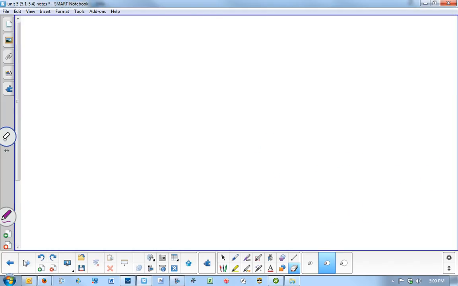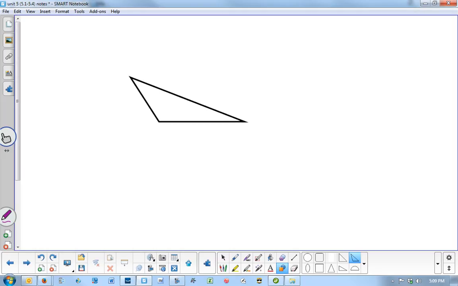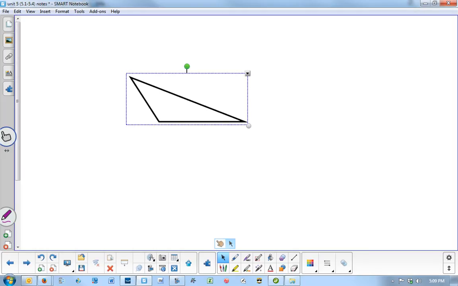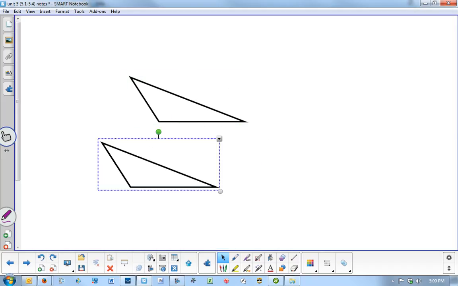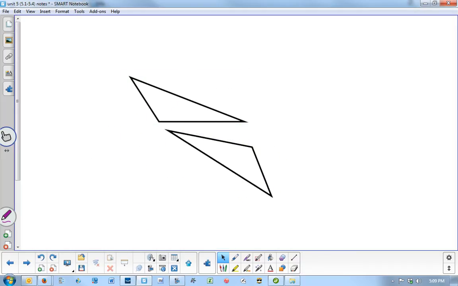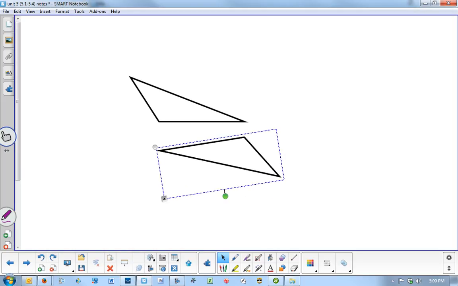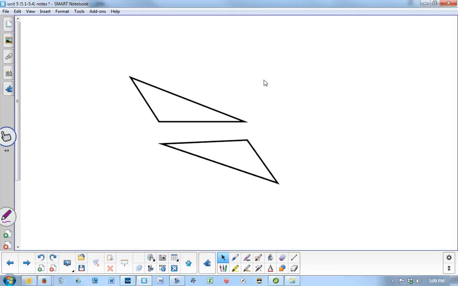One last little thing here. What if we have two triangles like this? Let's say that we tell you this side is congruent to that side. This side is congruent to this side. And I'm going to give you an angle. There's an angle right there, and there's an angle right there. Is this side angle side? Think about that.